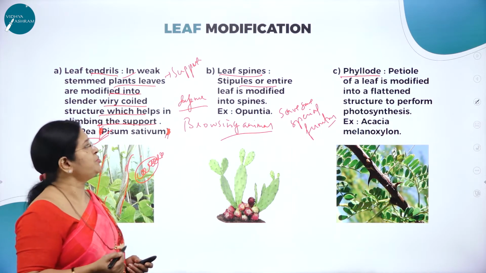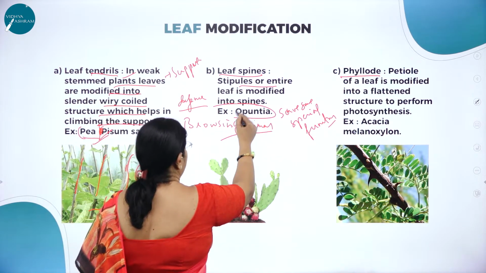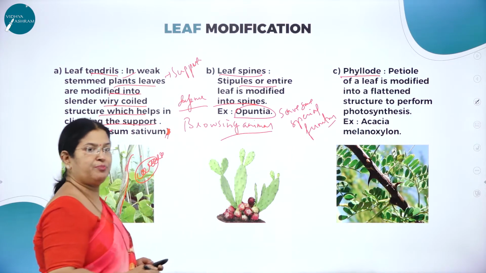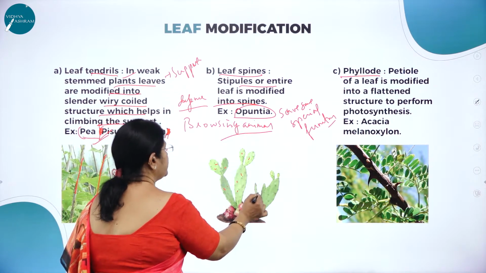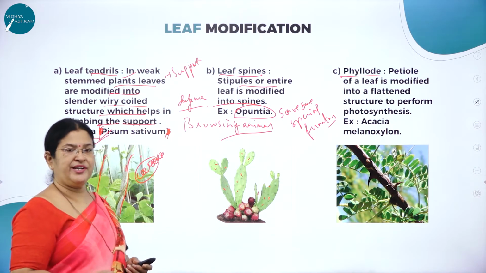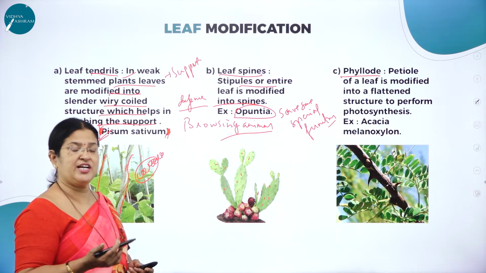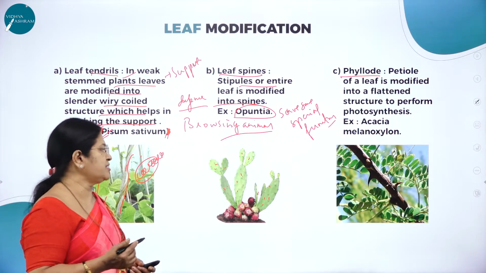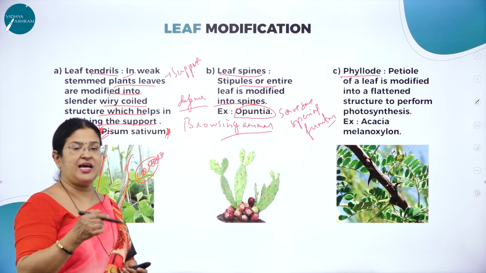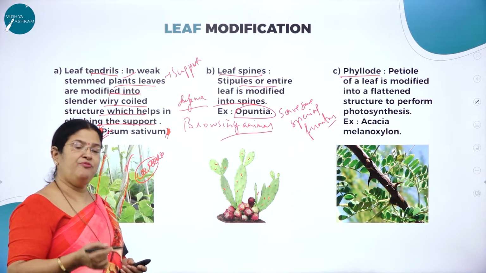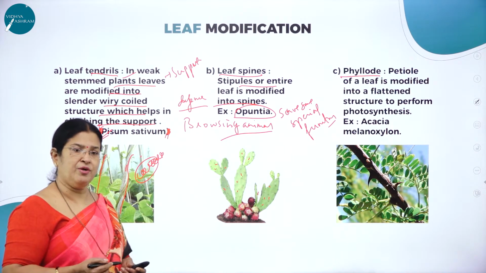So leaf spines, stipules or entire leaf is modified into spines. Here you can see a classical example, Opuntia. So have you ever observed Opuntia plant? You can see all the spines here. And I think all of you know Opuntia is a xerophytic plant growing in desert areas where the stem itself is modified into leaf, green in color, which carries on the process of photosynthesis all over the body, and it is a flattened structure where you can see it is having what? It is having spines. So obviously the spines will protect the plant from the browsing animals. So it is also one type of modification.